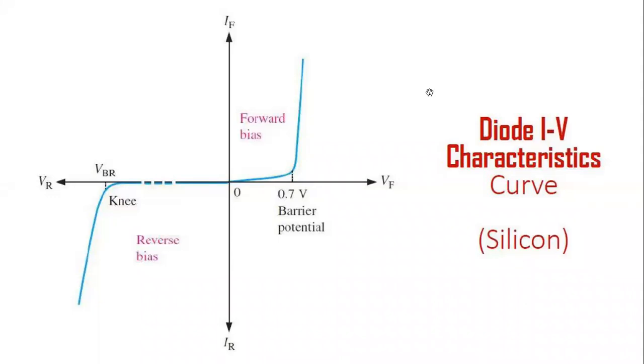You can see that for the silicon diode, the barrier potential is 0.7 volt. We all know this. This graph also gives us the information of the silicon diode in forward bias condition and in reverse bias condition. This is the forward bias condition, and this side is the reverse bias condition. Remember that forward bias means positive voltage applied across the diode, and reverse bias means negative voltage applied across the diode.